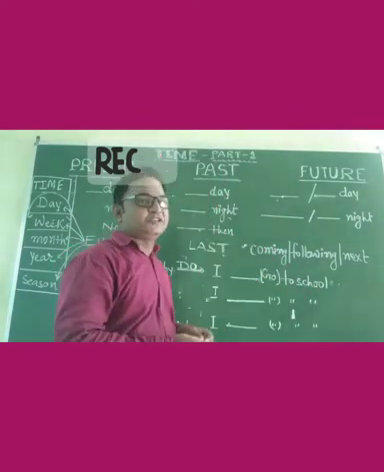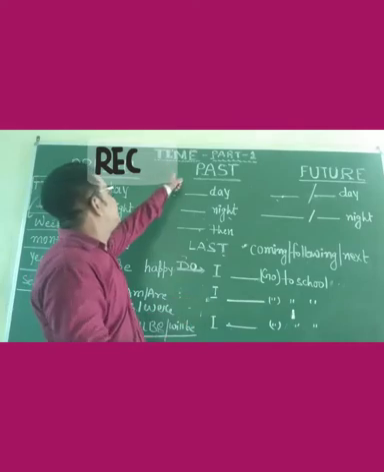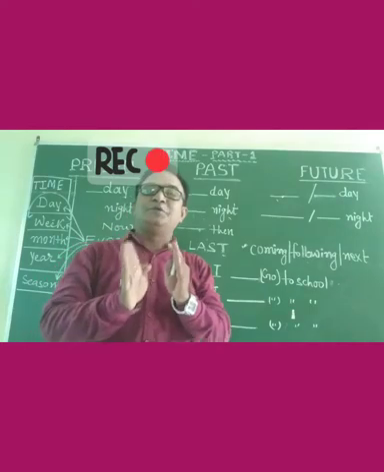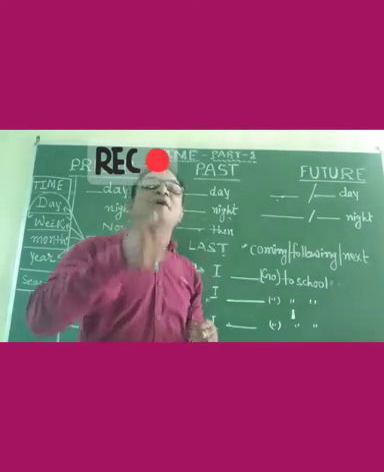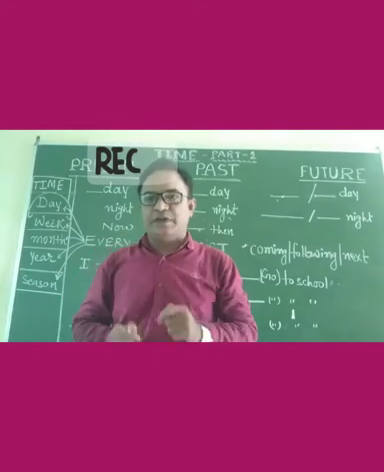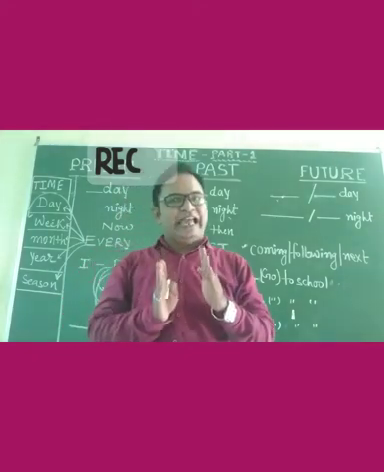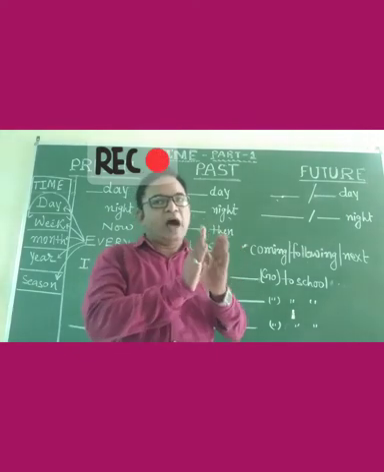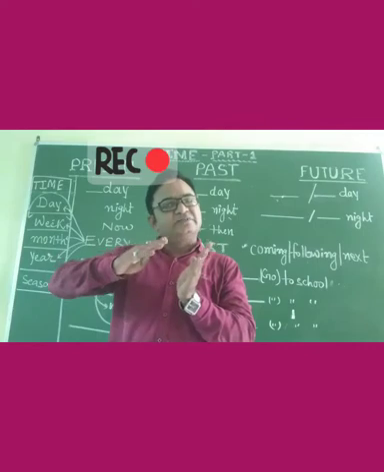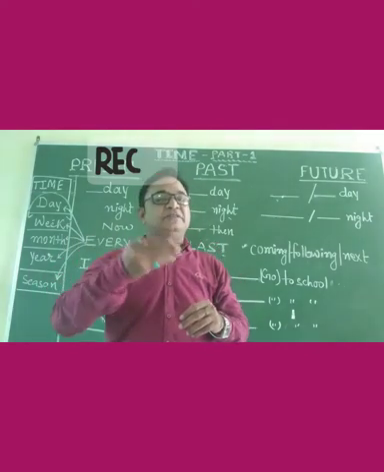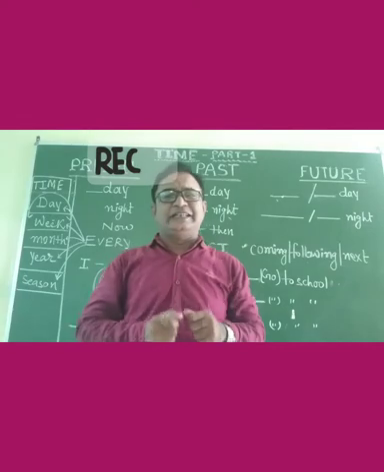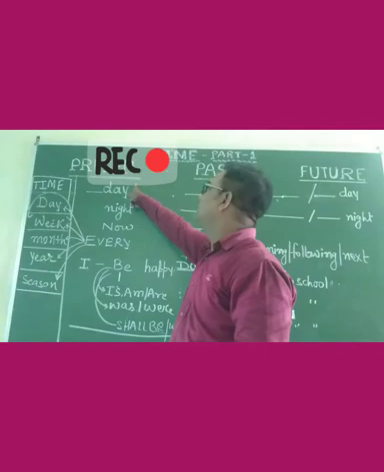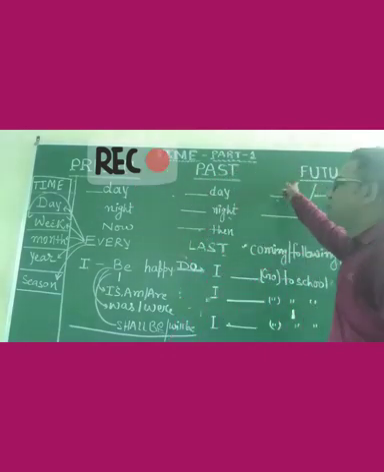See here. As you are watching on the board, it is written time part 1. Time part 1 means you have to wait for the next video, time part 2. In this video, you are going to understand the difference between the adverbs of time, how a particular word becomes past and the same turns into future with a little bit of change. First of all, it is written present on the top, past and future.